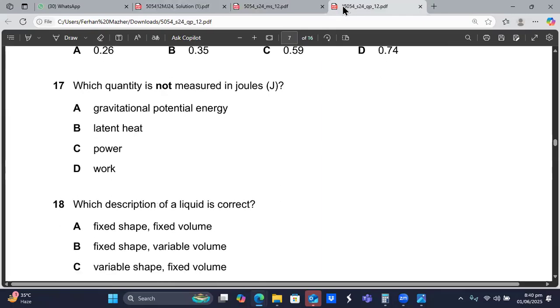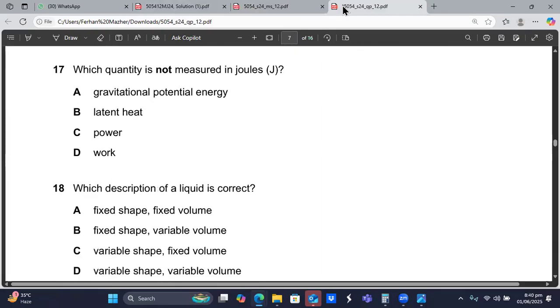So the next question on your screen is question number 17. Which quantity is not measured in joules? Gravitational potential energy, that is measured in joules. Latent heat, is it not measured in joules? And power is measured in joules per second. Work is measured in joules. So in this question, latent heat is the amount of energy. Yeah, latent heat is also measured in joules.